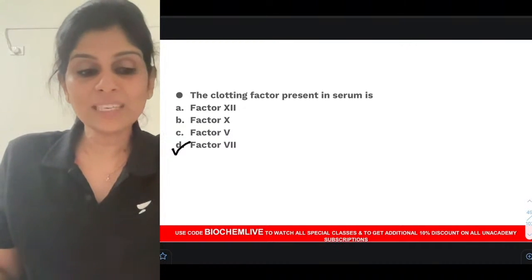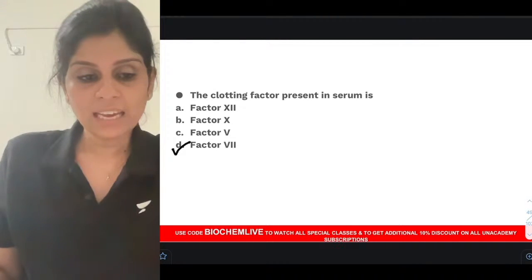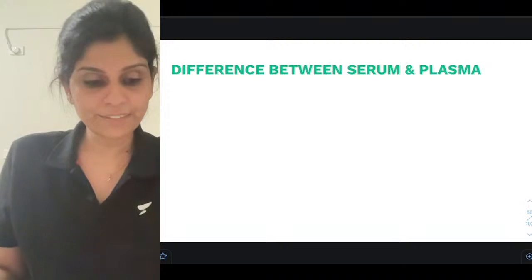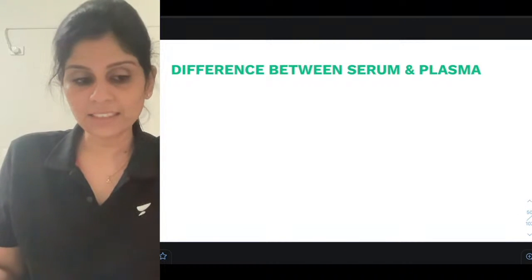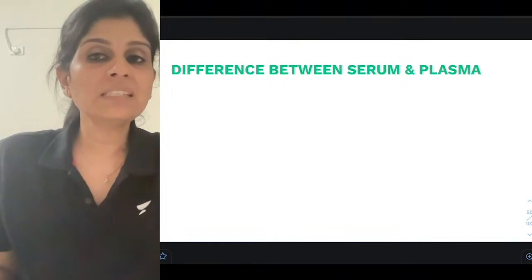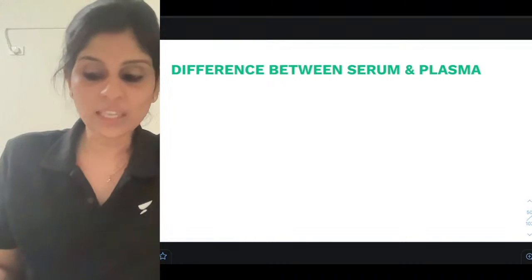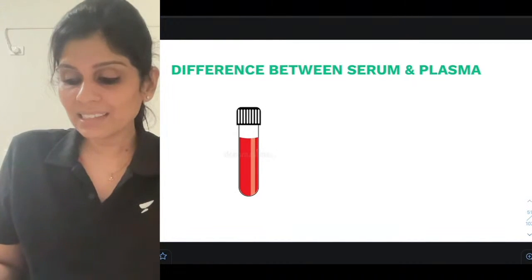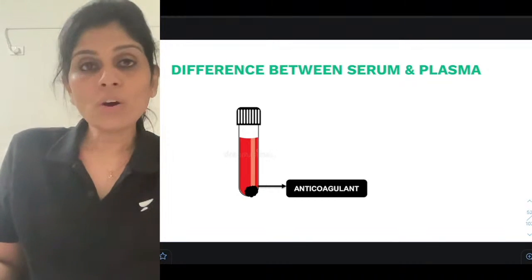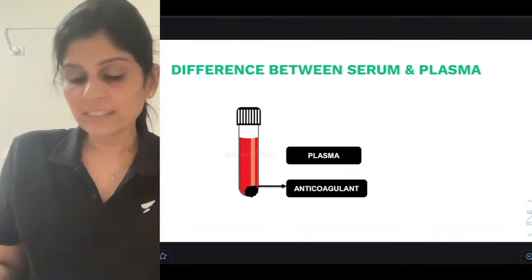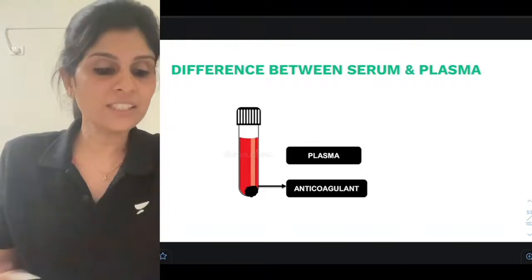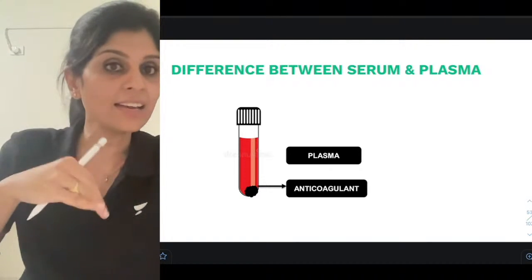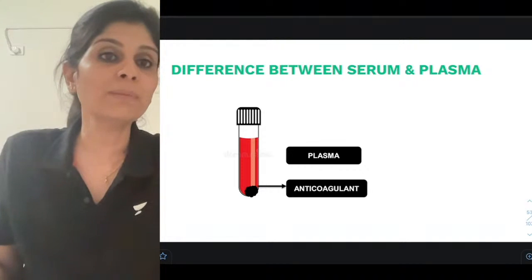So first let me tell you the differences between serum and plasma. What is the difference? Listen to this carefully. If you collect a blood sample in a tube in which you have placed an anticoagulant, what separates above is called plasma. Do you understand this? Just for your remembrance, if you collect a blood sample in which you have placed an anticoagulant, what separates above is plasma.